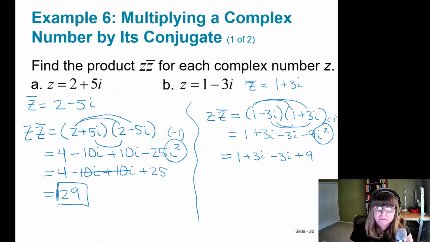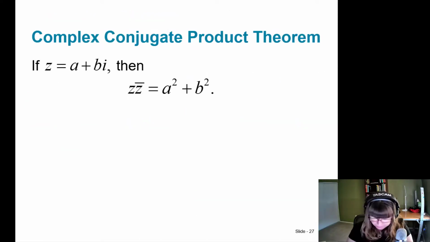Combine like terms. 1 plus 9 is 10. 3i minus 3i goes away. And I'm left with only the real number 10. In fact, any time that you multiply a complex number by its conjugate, you will only be left with a real number. And there's a whole theorem about that. If we have a value z equals a plus bi, then z times its conjugate will always be a squared plus b squared. Kind of cool. We can jump to the answer by doing a squared plus b squared.